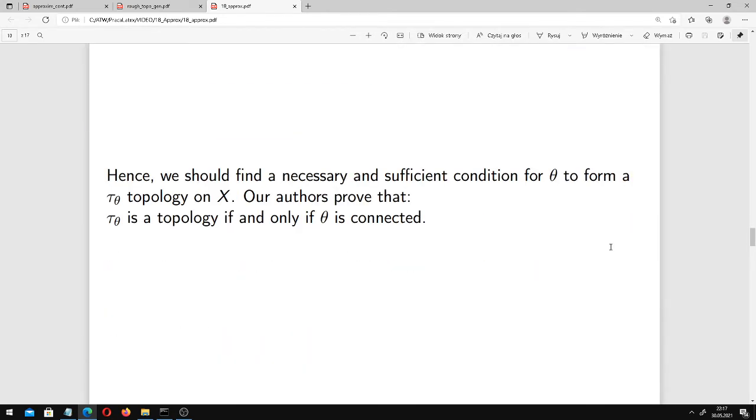Hence, we should find a necessary and sufficient condition for theta to form a tau theta topology on X. And our authors prove that tau theta is a topology if and only if theta is connected, or as you prefer this notion, serial.